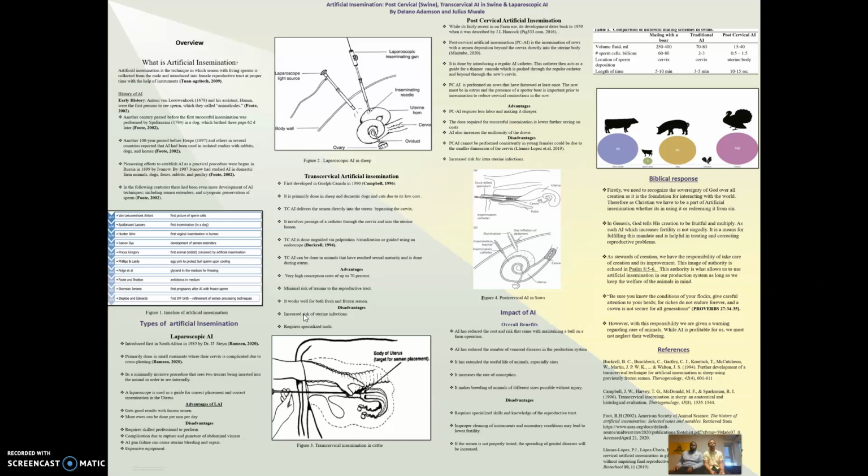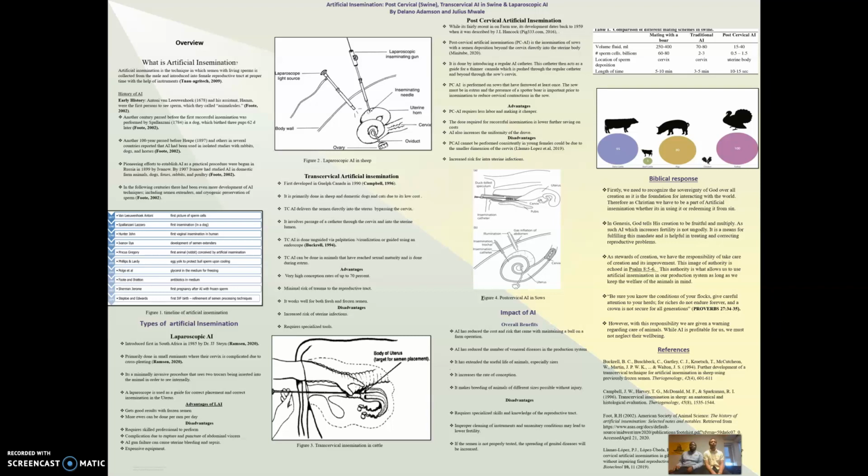We'll be doing artificial insemination, and specifically, we'll be focusing on post-cervical insemination in swine, transcervical AI, and also laparoscopic artificial insemination. So we begin first by defining what artificial insemination is, and it's a technique in which semen with living sperm is collected from the male and introduced into the female reproductive tract using correct instruments and artificial methods.